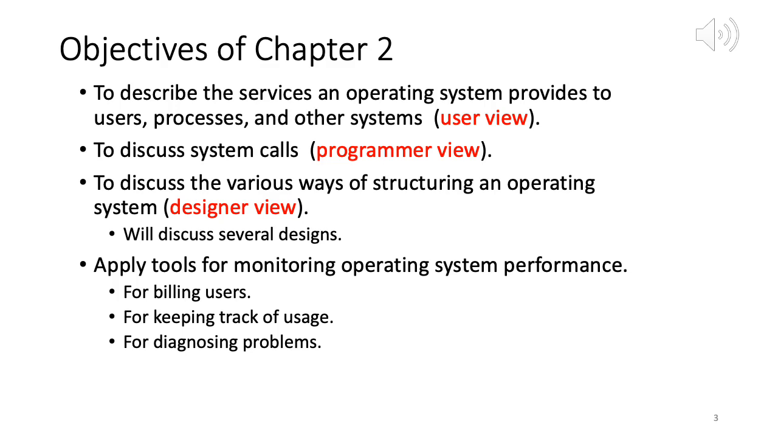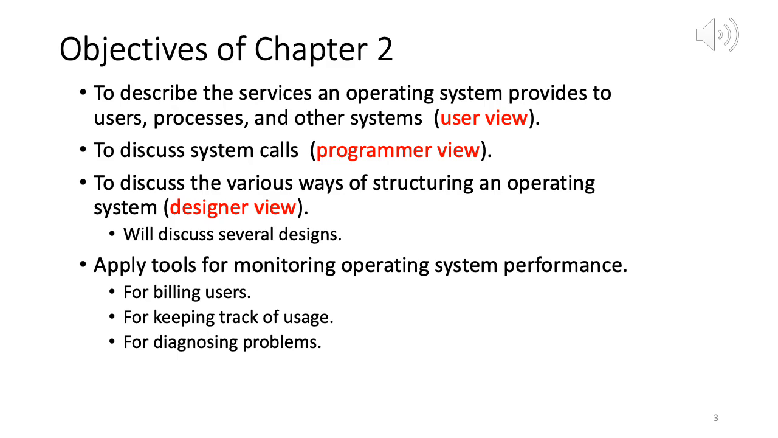Right, so now I am on slide 3. So now we talk about objectives of chapter 2. So slide number 3, objectives of chapter number 2. To describe the services an operating system provides to users, to processes or programs, and to other systems. So this is the user view. To discuss system calls, this is the programmer's view.